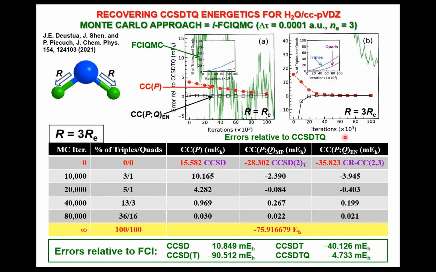And if you just look at the last column and this row, 20,000, you can see that with just about 5% of triples in the P space and 1% of quadruples captured by Monte Carlo, we are already in a sub-millihartree regime compared to full CCSDTQ.